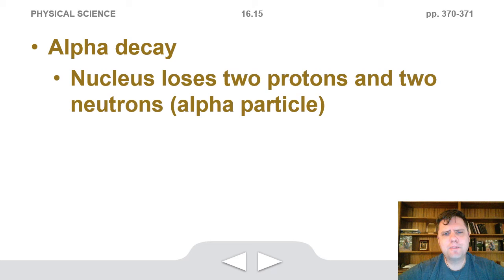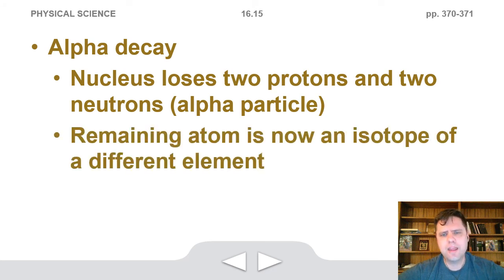Now, alpha decay happens when the nucleus loses 2 protons and 2 neutrons, and this forms an alpha particle. So you think of 2 protons, 2 neutrons. It's pretty much like a helium particle coming out of the nucleus. The remaining atom is now an isotope of a different element. Remember, I told you that the element is determined by the number of protons in the nucleus. So if we change the number of protons in the nucleus, we've actually changed the element. That's what happens in radiation.